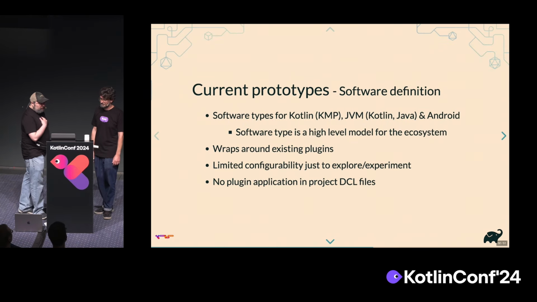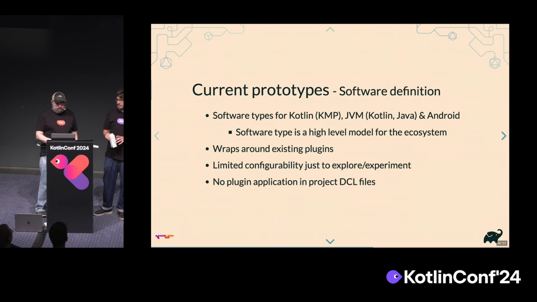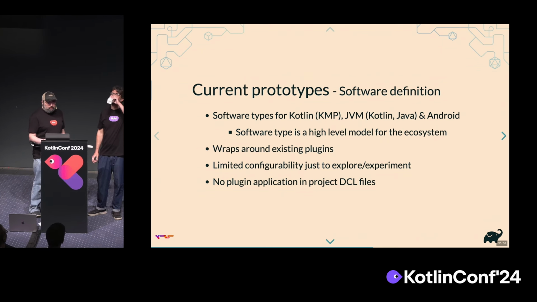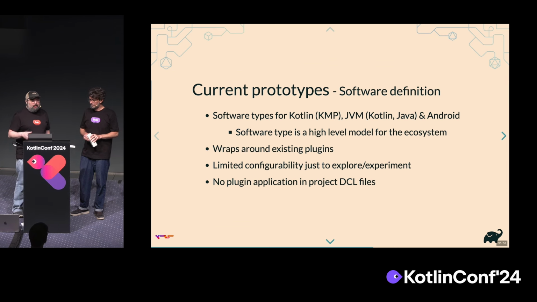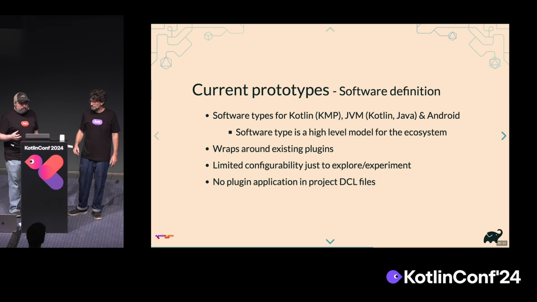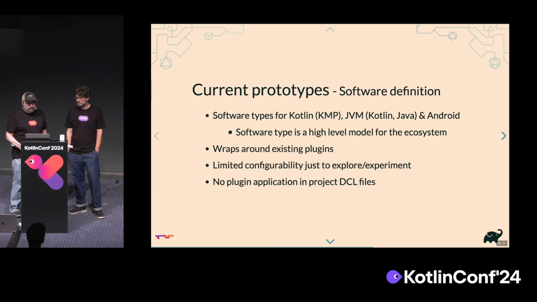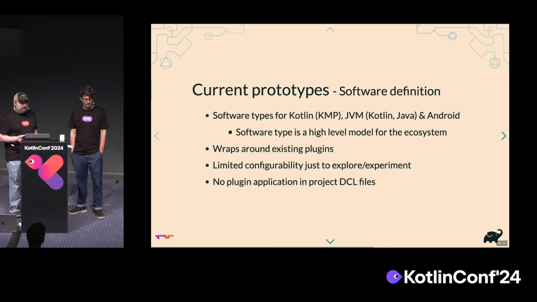Yeah, and so talking about other parts of the current prototype, we've set up software types for several different ecosystems. These software types are the high-level model that you configure for the ecosystem in your project files. The prototypes wrap around the existing plugins, so AGP and KMP. The models themselves are pretty limited, just enough that we can explore setting different things of different types and patterns.